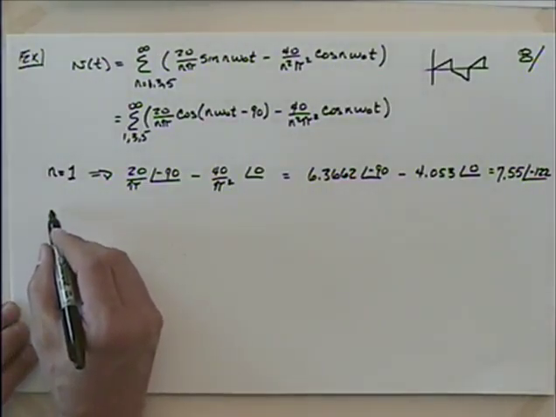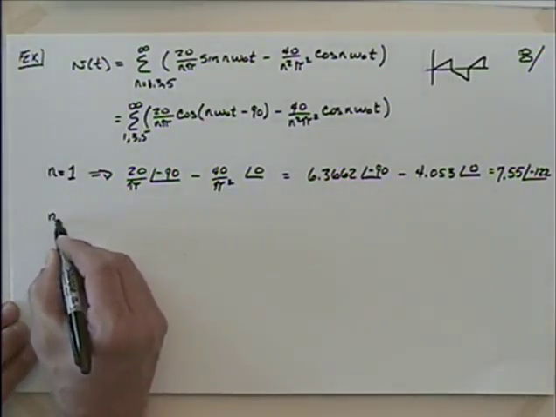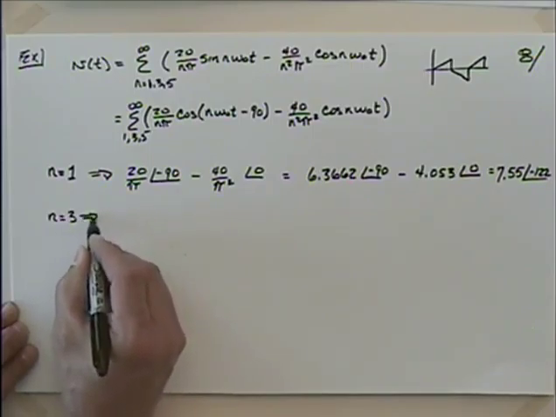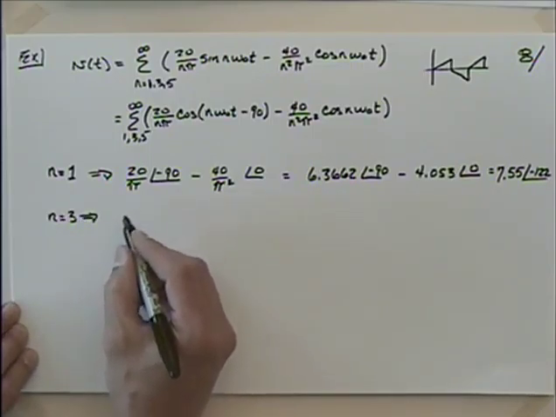So let's talk about when n is equal to 3. What does this thing look like? What are we going to have?